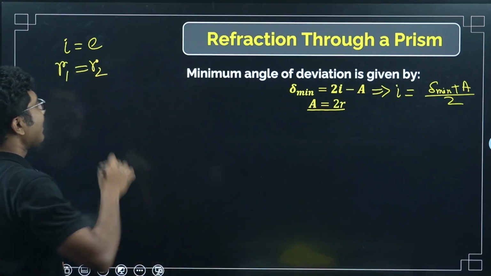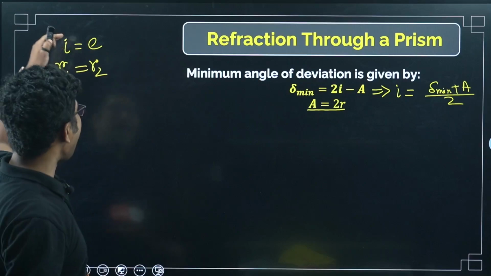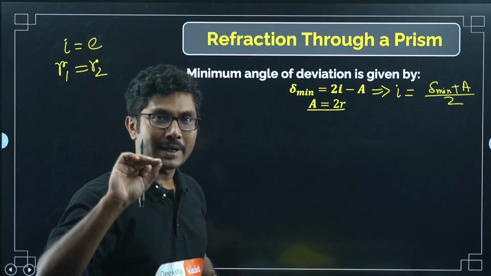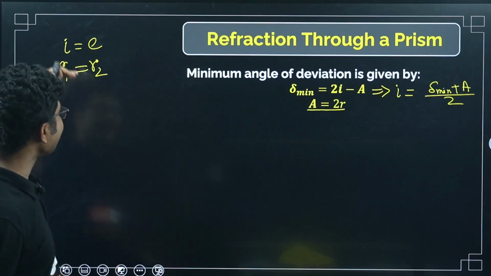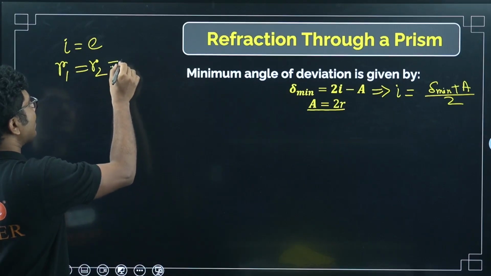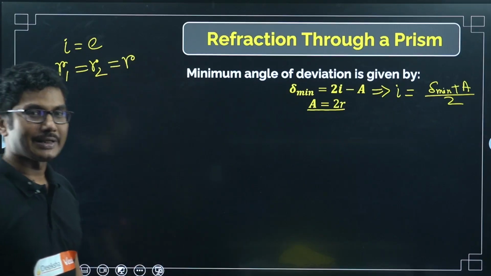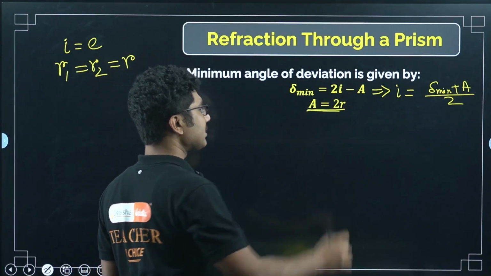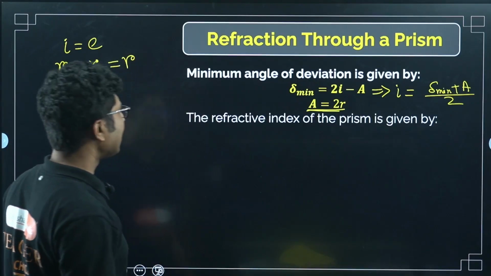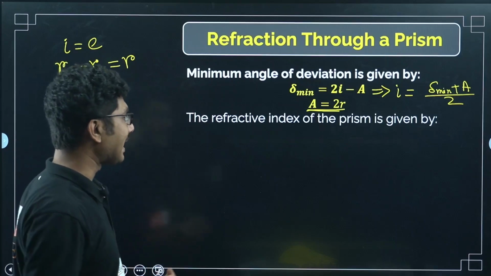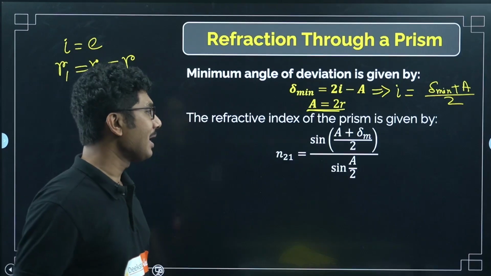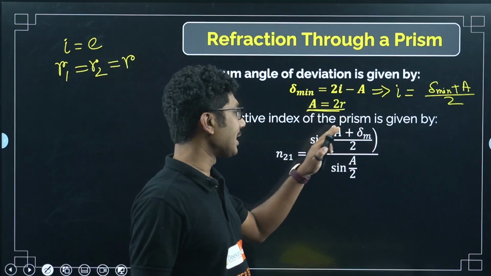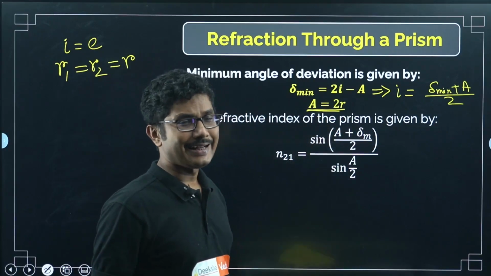Using that, we have found that if i equals e, the angle of deviation is called the minimum angle of deviation. In that case, r1 equals r2, and that is represented using a constant r. Okay, so this is also another relationship. The refractive index of the prism can be calculated by measuring delta m, and that value is given by sine of (A plus delta m) by 2 divided by sine A by 2.